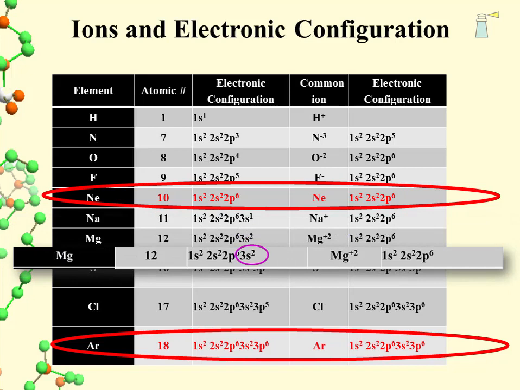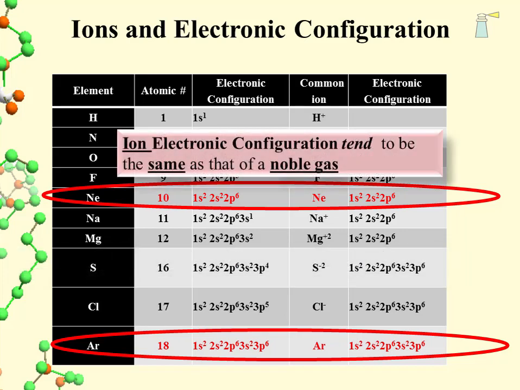A similar argument can be made for magnesium. Its last occupied orbital is 3s2. If it loses 2 electrons from its 3s orbital, it will have 2 more protons than electrons and adopt a +2 charge, and have an ionic EC that does not include the 3s orbital. It will have a neon-like electronic configuration. Once again, the ionic configuration tends to be the same as that of a noble gas.